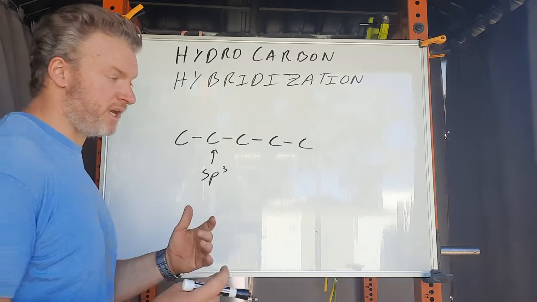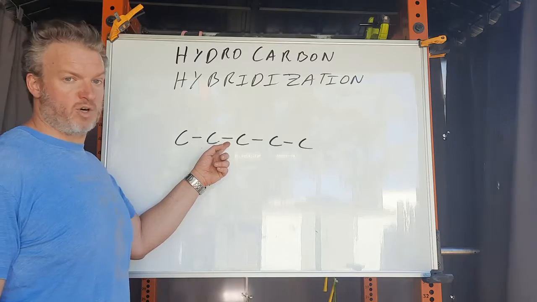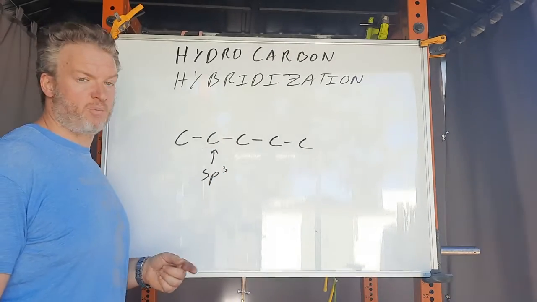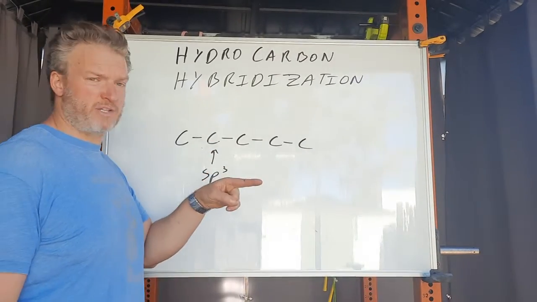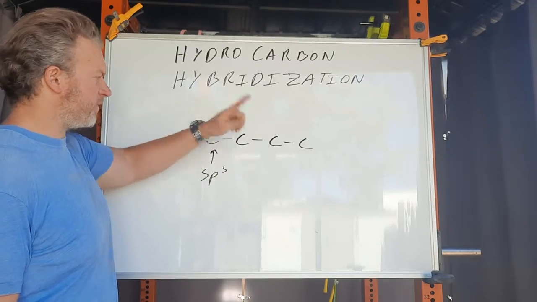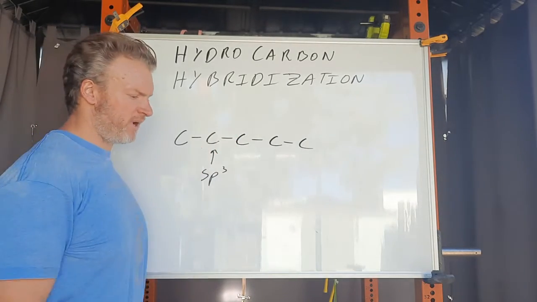Now, what that means as far as its motion is that it can rotate freely around this single bond. This single bond is just like one chain. This can rotate freely on both sides and flip-flop around.